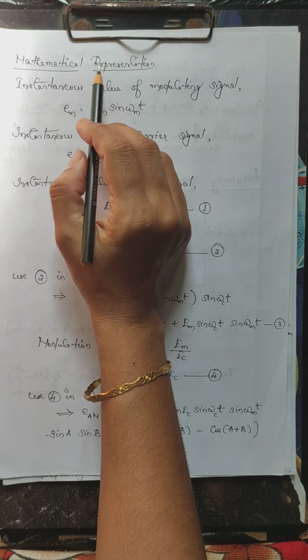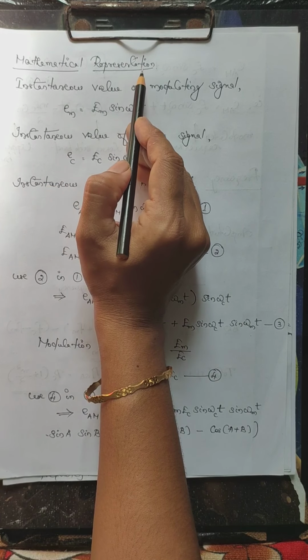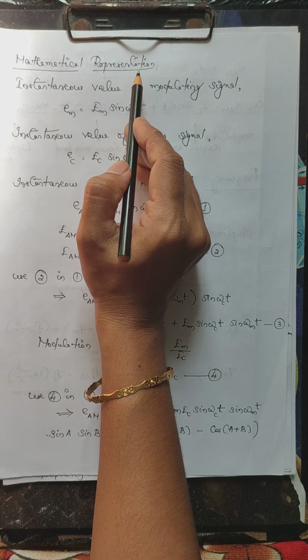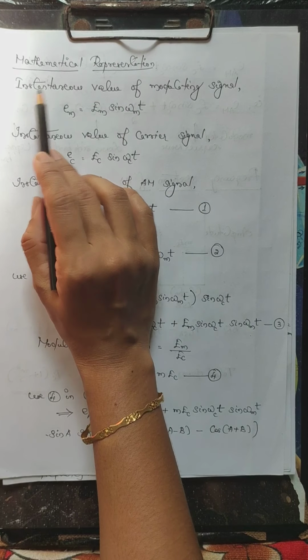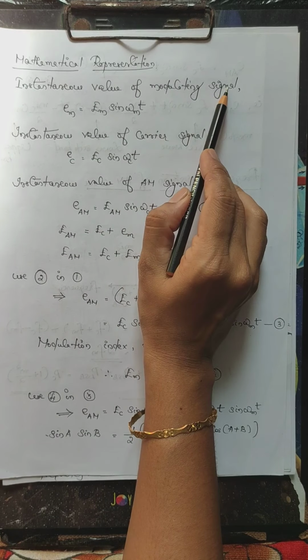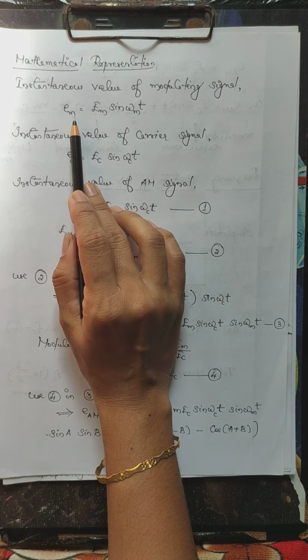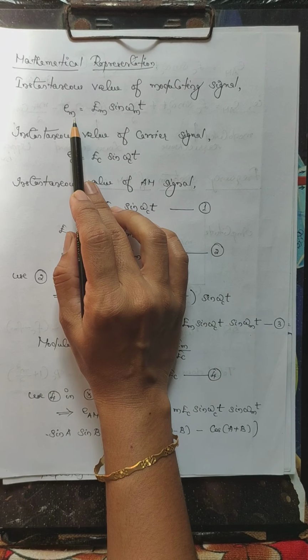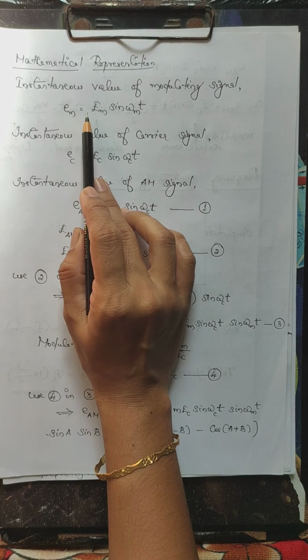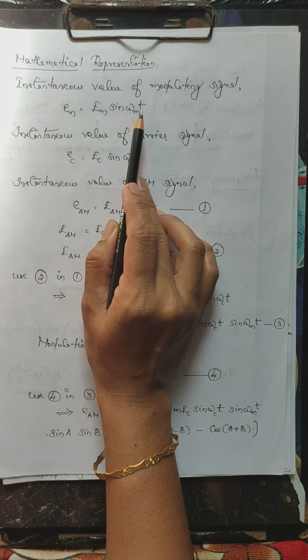So now let us move on to the mathematical representation of amplitude modulation. We have a modulating signal which is a sine wave. So we can write the instantaneous value of our modulating signal as em is equal to Em sin omega mt.